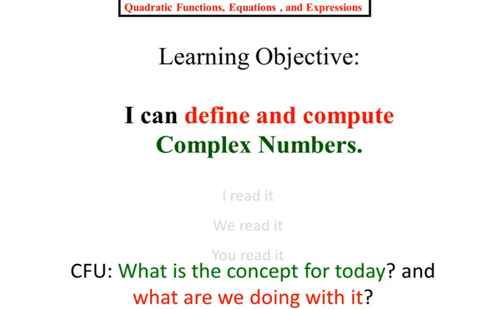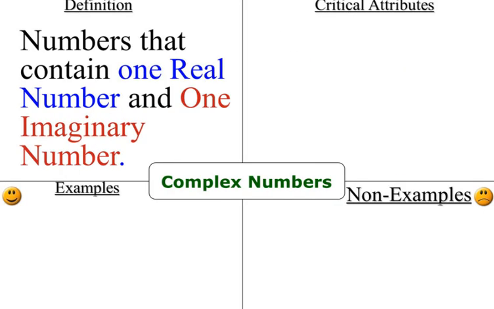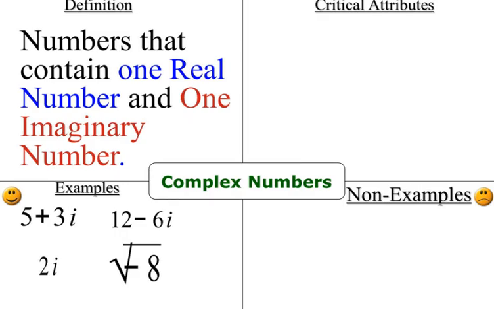So here we go. Our objective for today, I can define and compute complex numbers. So what is our main concept for today, everyone? Complex numbers. So yes, what are they? Complex numbers are numbers that contain one real number and one imaginary number. Examples: 5 plus 3i, 12 minus 6i, 2i, square root of negative 8.